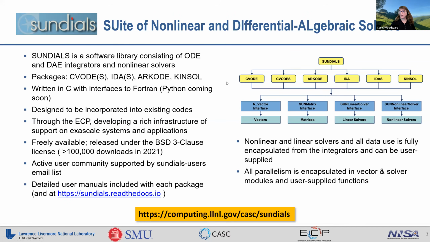So the six packages, as I mentioned, are listed here. And the thing to note is that we've abstracted out of the integrators an interface to nonlinear solvers, to linear solvers, and all operations on data. So the integrators don't know exactly what specific nonlinear solver or linear solvers are being used under the implicit integrators, nor do they know anything about the layout of the data underneath them. That's all been extracted out, and those can all be user supplied, or you can use some of the native structures that we provide. All parallelism is also encapsulated in the vector and solver modules and user supplied functions. And so the integrators know that they run on CPU, and that's pretty much it.